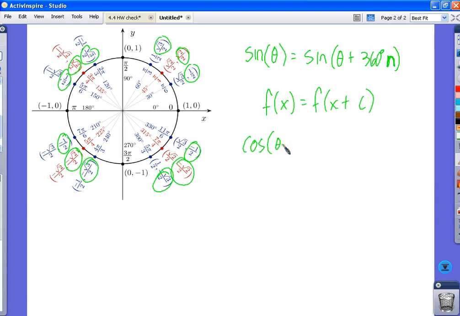How about the cosine? The cosine of theta is equal to the cosine of theta plus 360. It has the same period, right? Yep. Cosine root 3 over 2, go around 360, root 3 over 2, root 3 over 2. At 60 degrees, and so it's periodic. Check. Check.